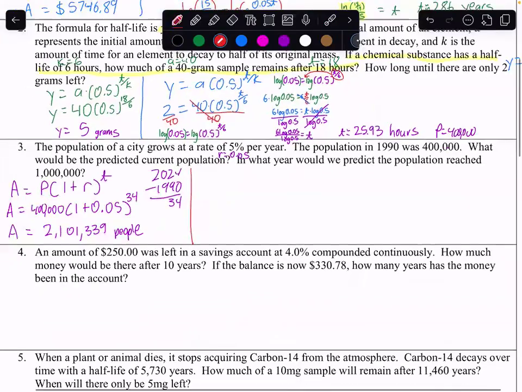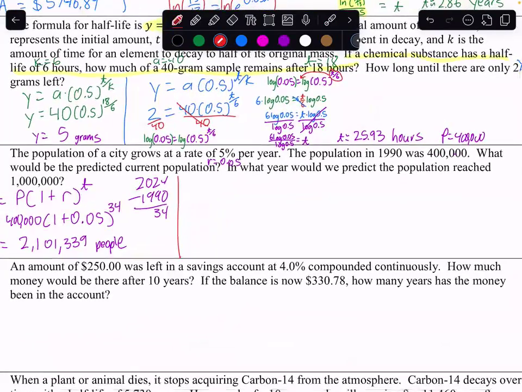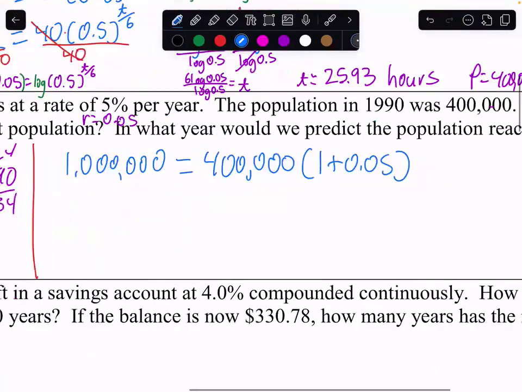The second question is, in what year do we think the population reached 1 million? Okay, so we want to know when the total amount, the final, equaled 1 million. So that's the goal. Okay, you're still starting with 400,000. The rate of growth, R, is still going to be 5% or 0.05. Okay, but this time we don't know T. We don't know the time. That's what we're trying to find.